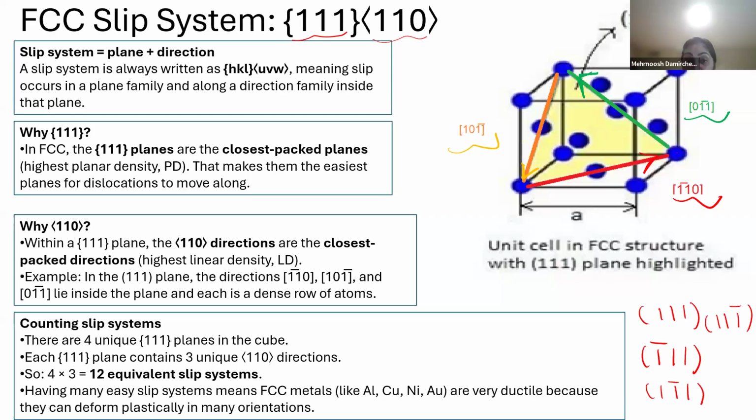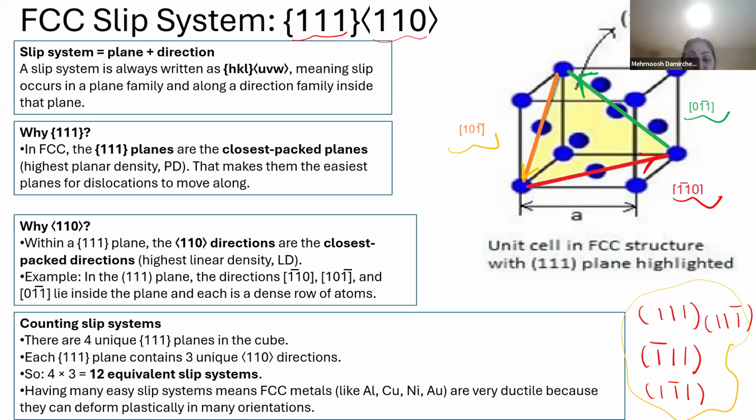For each plane, we have 3 directions, that the most close packed means the maximum LD related to these 3 directions, the maximum PD related to these 4 planes. So we have 4 planes in the cube, 111. Each plane contains 3 unique directions, the family of 110 that I showed. 4 times 3, we have 12 equivalent slip systems.